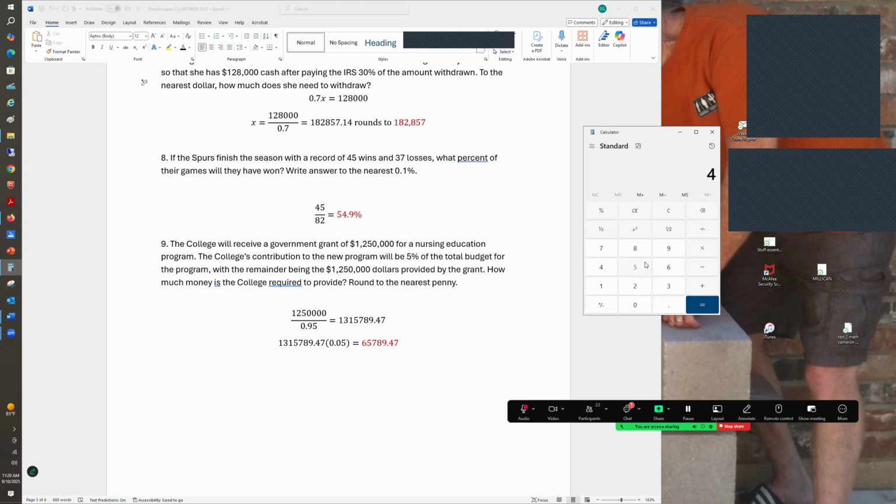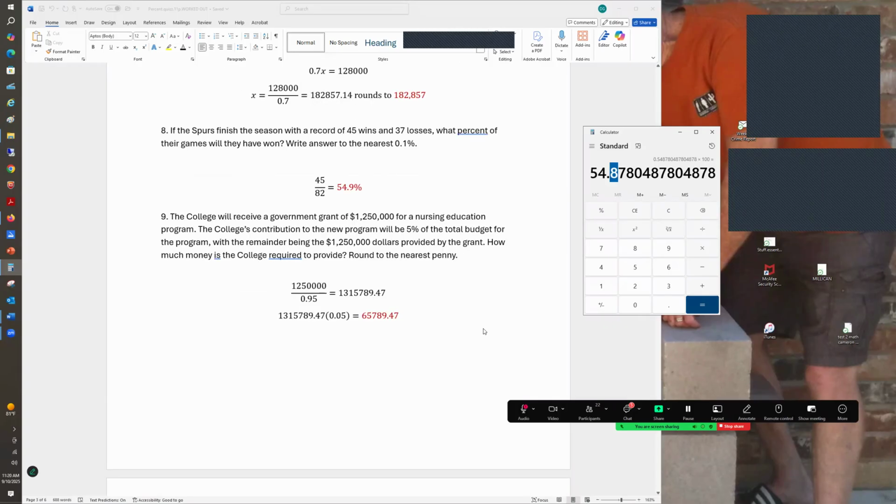Let's talk about the rounding off here. 45 divided by 82 is equal to 0.5487. Move the point two places to the right to change it to a percent. That's 54.87. And it says to the nearest, what? 0.1%. That's where the 8 is. Is the 7 big enough to bump it up to a 9? And the answer is yes, it is. It's 54.9%. Very tricky.